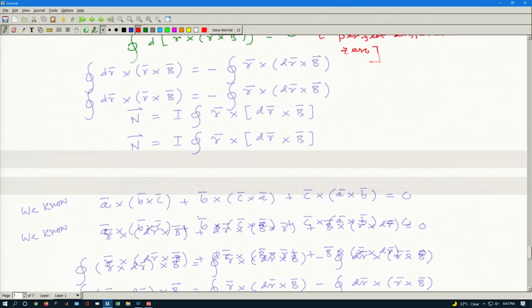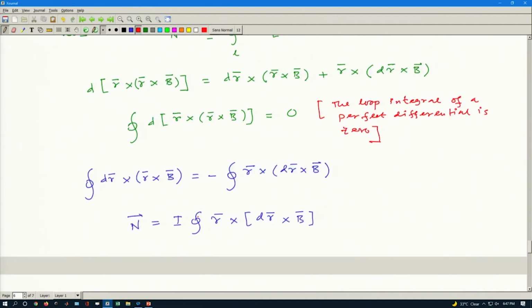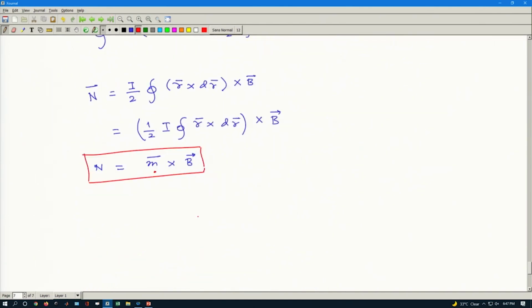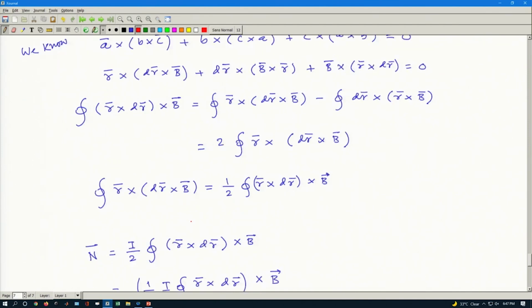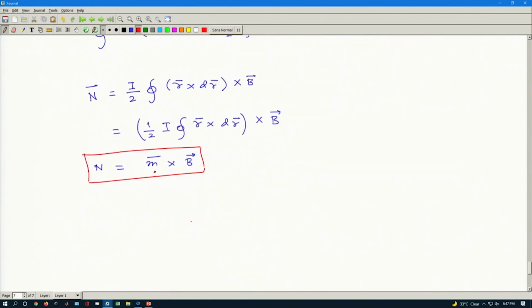So, when the loop is there, I know what the magnetic moment is, and if B is known and the magnetic moment is known, which is current into area, that is the amount of torque it is going to experience under the external magnetic field. So, please check this calculation and try to do that. I believe you can understand this. We are just using some vector identities, some mathematical juggling, but at the end of the day you are going to get quite straightforward results.